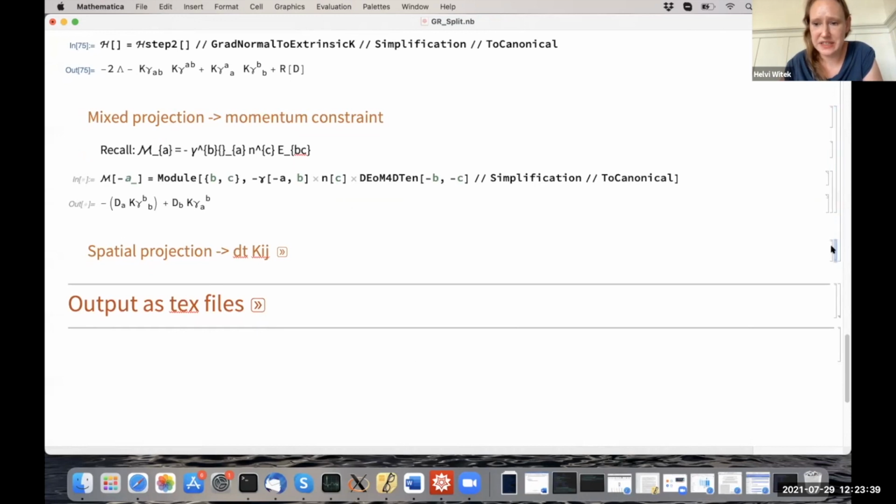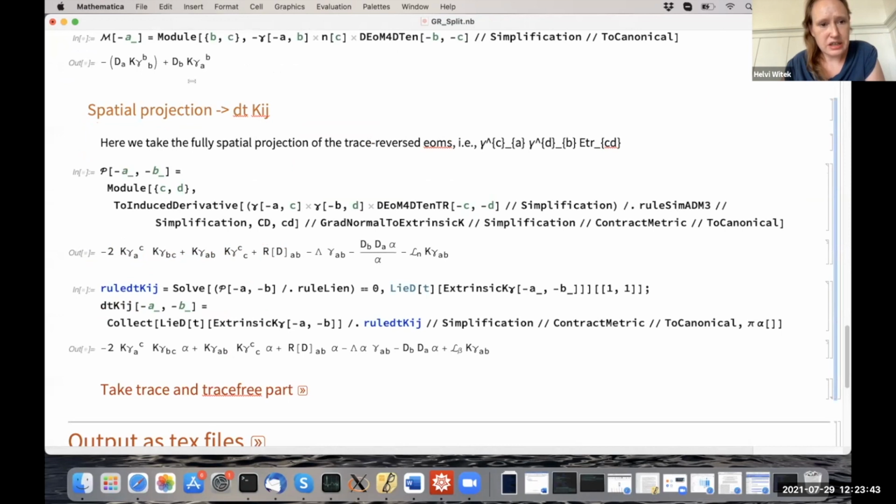Now the final one gives us the evolution equation for the extrinsic curvature. Turns out that it's actually more useful to use the trace reversed form of our field equations. That's why we have defined it earlier. And we are projecting our trace reversed field equations onto the hypersurface in both indices. So let me just go from the inside to the outside in this expression. We have our decomposed field equation, trace reversed form. We are projecting in both indices with gamma and do some simplification. And at this stage, I'm already applying some simplification rules that I've defined before that you don't have to worry about right now, but you can go step by step later on if you like.